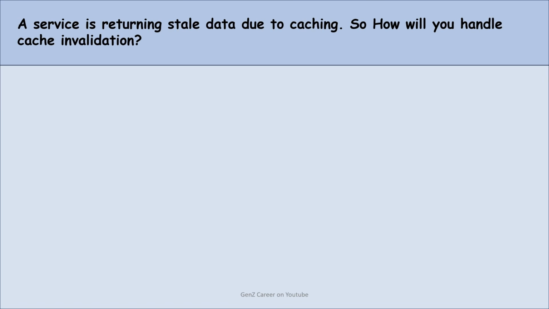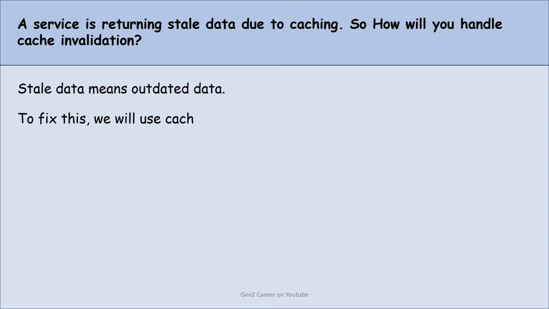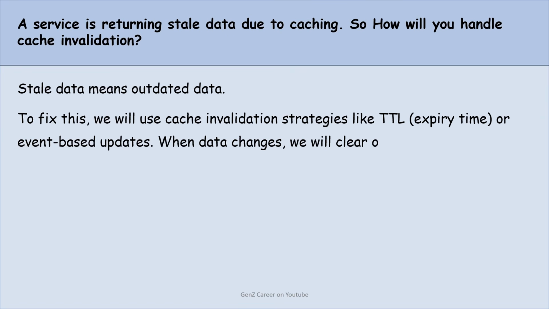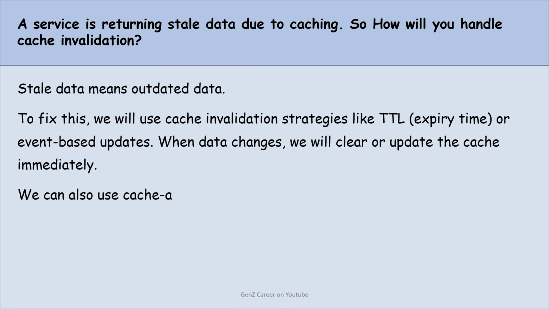A service is returning stale data due to caching. So how will you handle cache invalidation? So basically, stale data means outdated data. To fix this, we will use cache invalidation strategies like TTL, or event based updates. When data changes, we will clear or update the cache immediately.